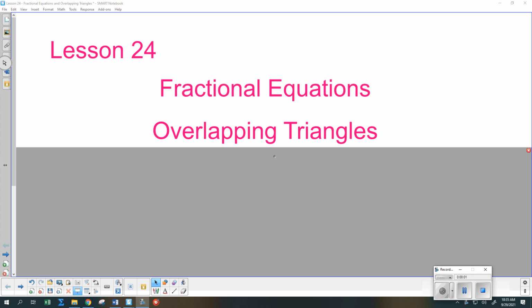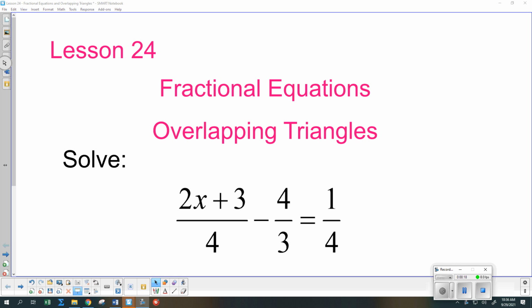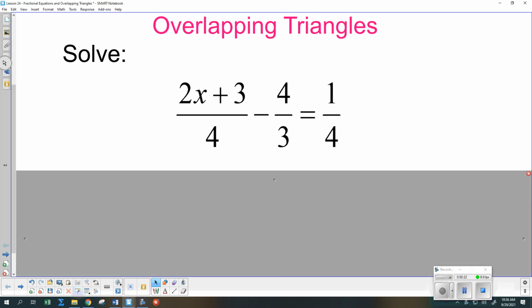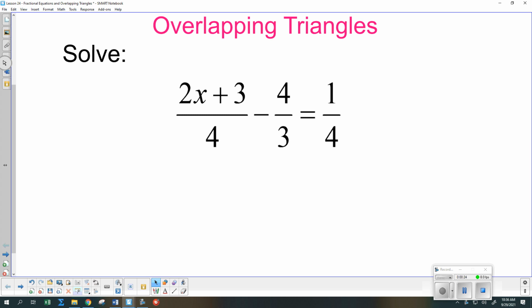In lesson 24, we have two topics. We're going to be talking about equations that have fractions in them, they have denominators. And then we're going to do some geometry problems with triangles that overlap each other. So I want to start out, this is actually a review, something that you did quite a bit of last year. If I have these fractions, who can remind me what I can do to clear those fractions and get an easier problem to solve?